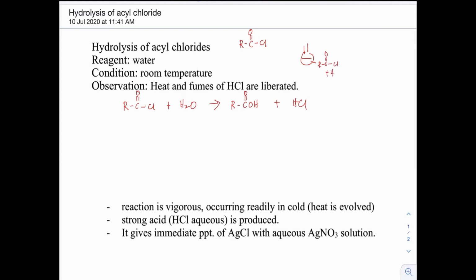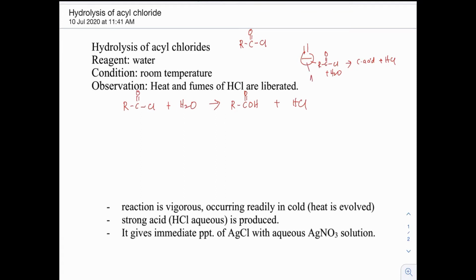Which means, now let's say in the reaction flask where we have acyl chloride, RCOCl plus H2O. So imagine when the reaction is completed, HCl is going to be produced as well. So we have our carboxylic acid and also HCl. But how do we confirm the rate of reaction?